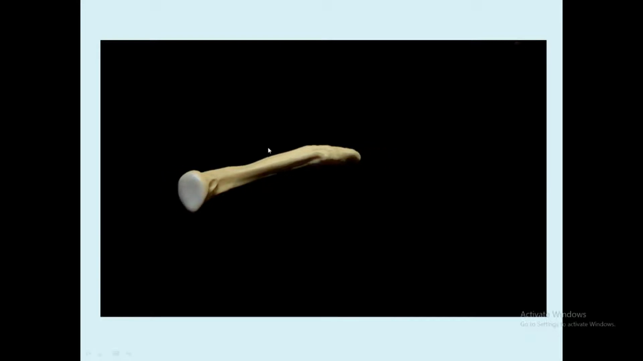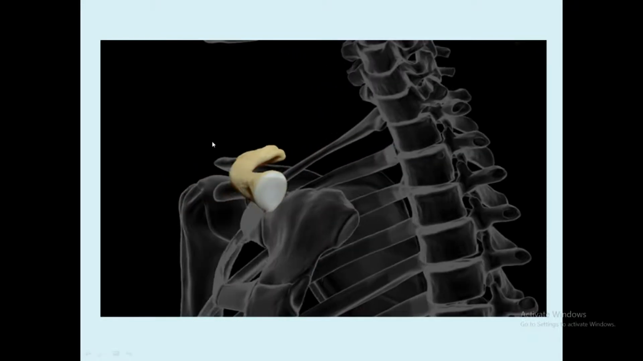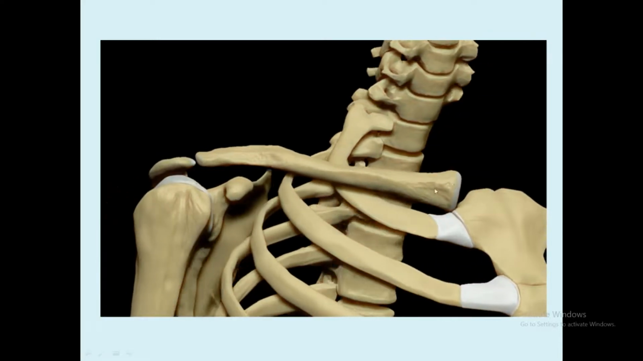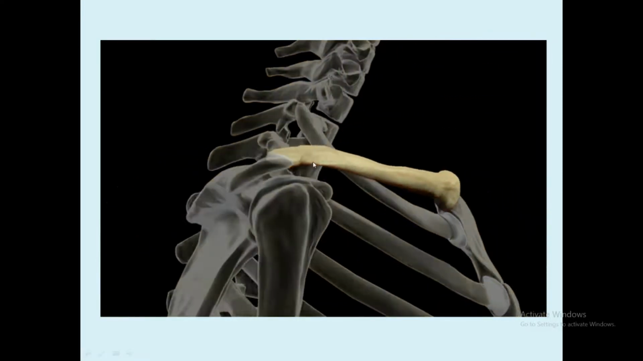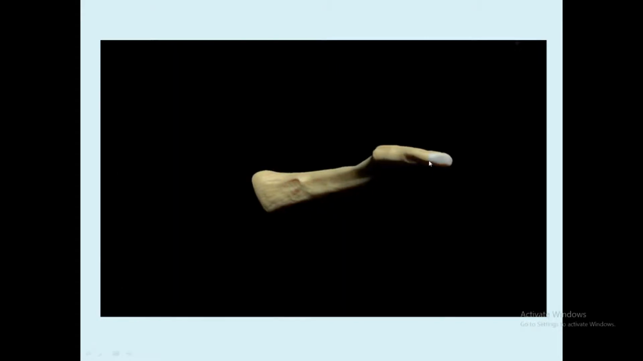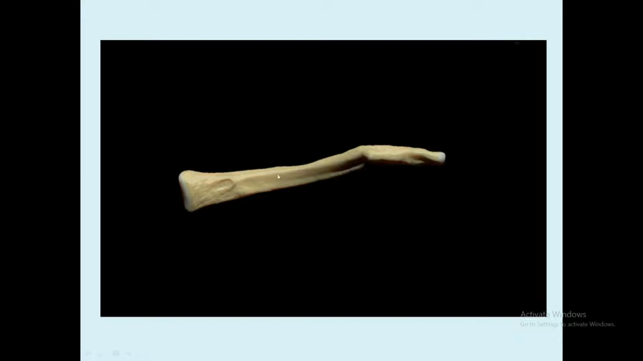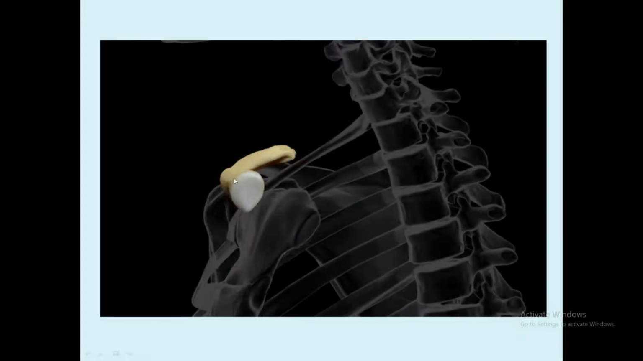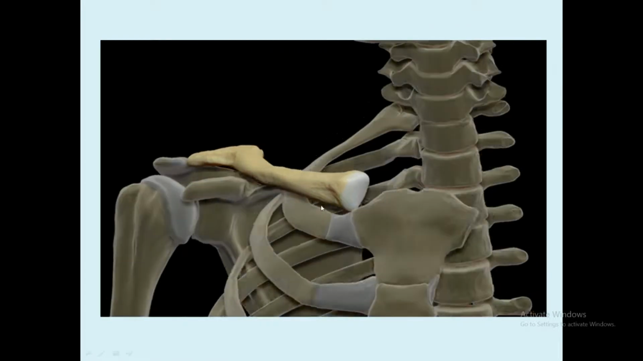So this is a shaft. In the lateral end வந்து it is flat இருக்கு. This lateral end is flat. You can see in this picture it is flat and this is the curved part. Here this medial end it is large and quadrilateral in shape.